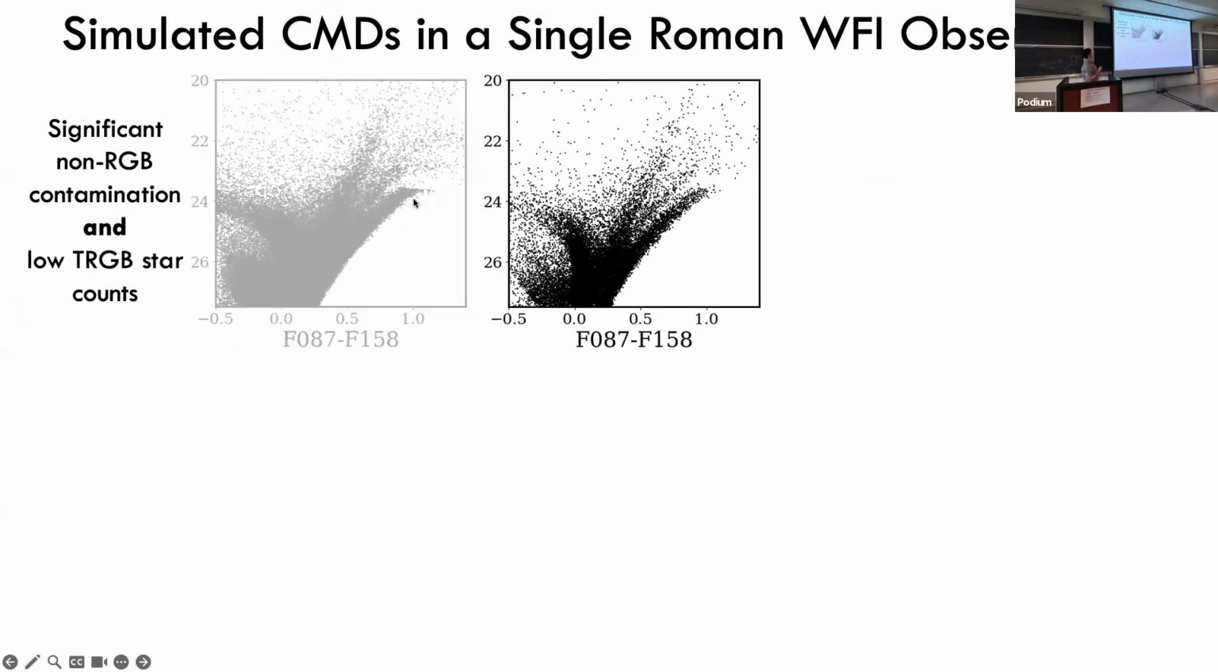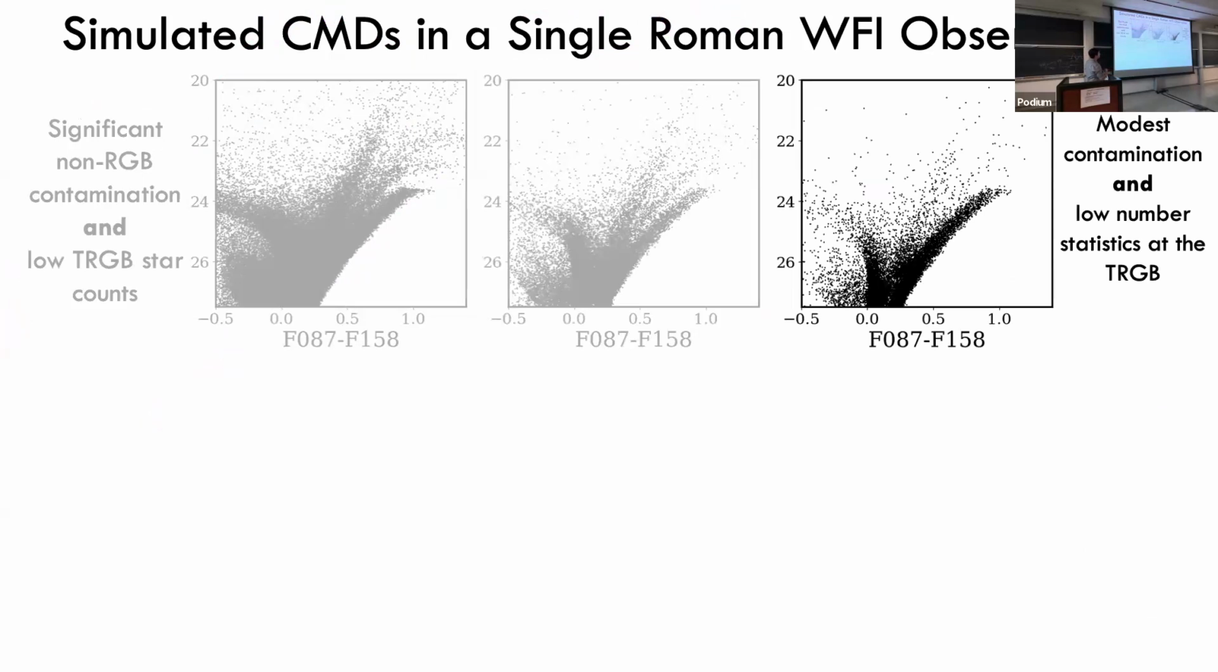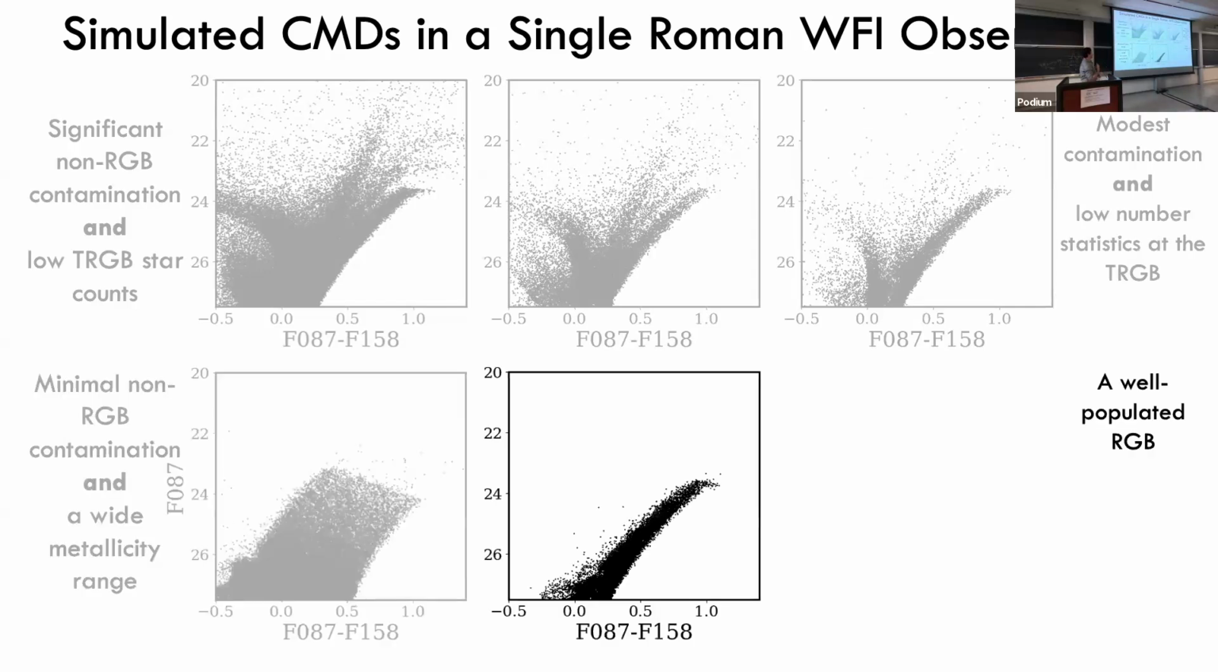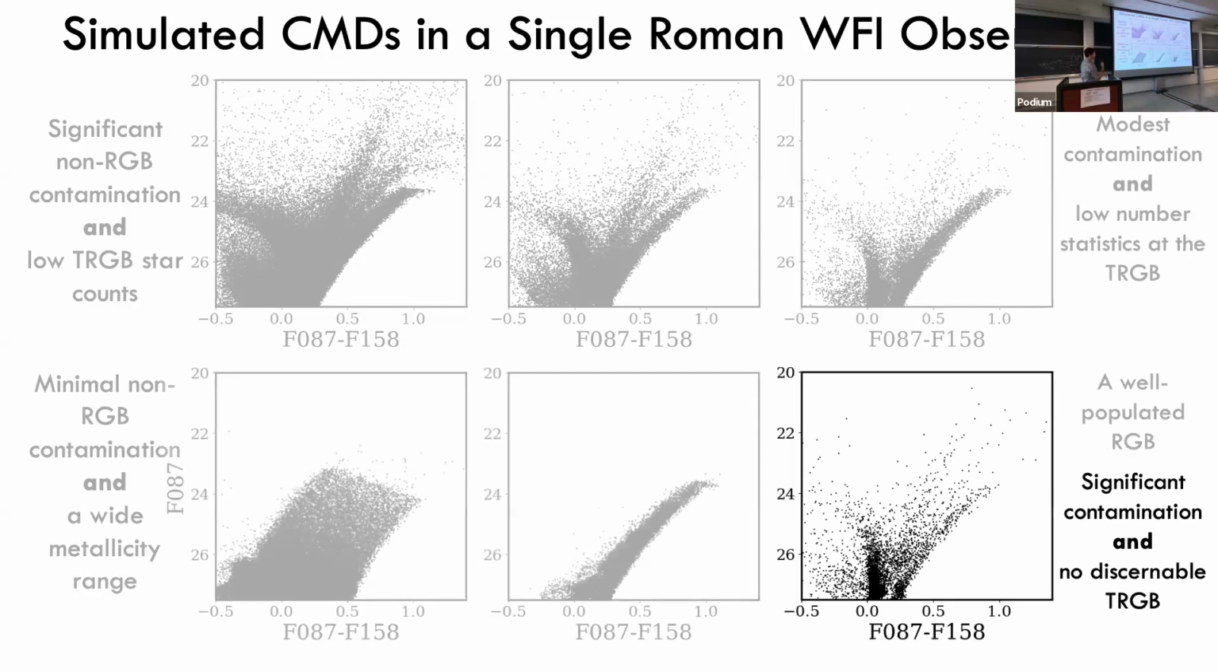I'll wrap up soon. Here we have another CMD, which again shows these significant non-RGB populations, and we also have lower TRGB star counts. Again, here's something with CMD with modest contamination and low number statistics at the TRGB. Here we have minimal non-RGB contamination and a wide metallicity range. Here we have a red giant branch with almost no contamination at all. And here is a field that we would not use for TRGB work, where you cannot even identify the TRGB.